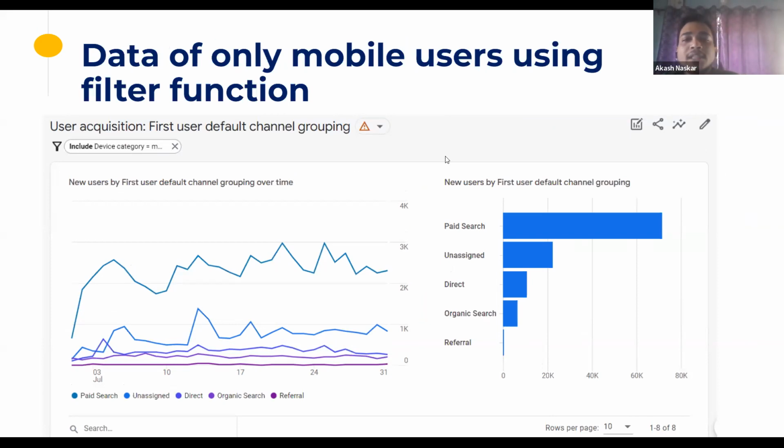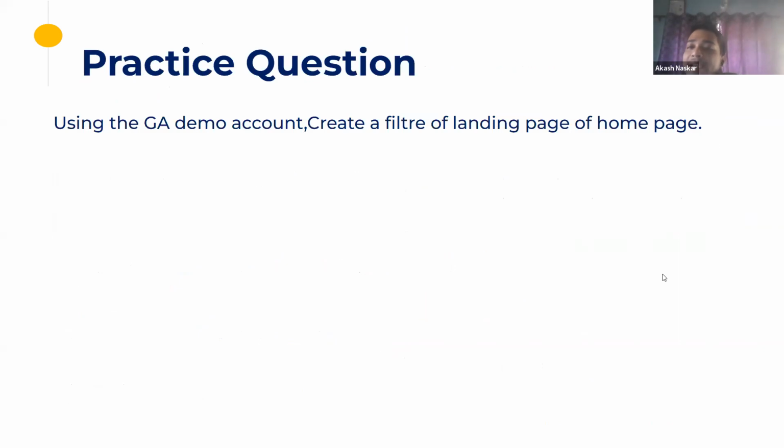Okay. Now this is another quick question for you to solve. Create a filter of landing page of home page. Using this same data, the current screen that we are on, create a filter, select the filter of landing page and select the value as home page. And tell me the total number of new users. You can put it down in the chat.